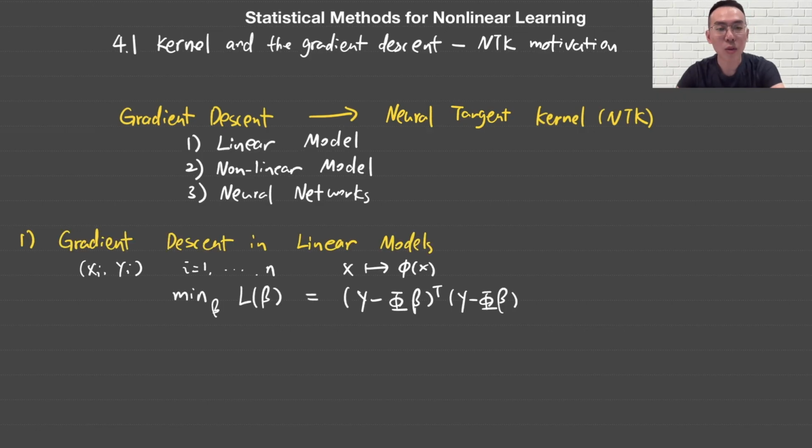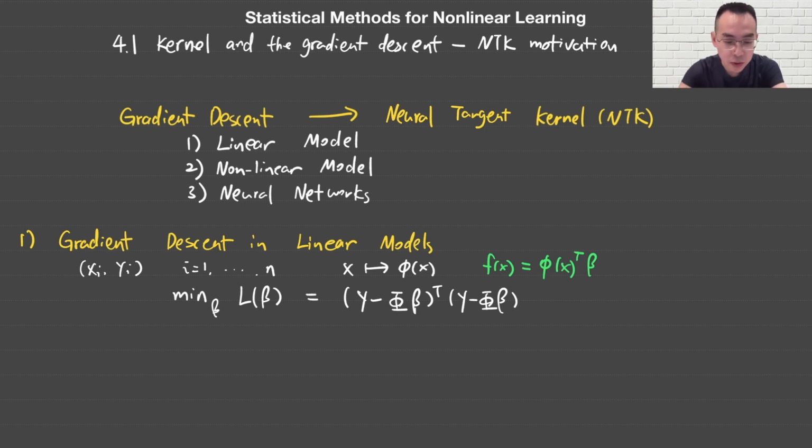In order to understand how the neural tangent kernel arises from gradient descent, let's first look at the easiest possible example here, with linear models. Suppose that we have n data points, x_i and y_i, and we also define some feature map from x to phi of x. This linear model is defined in the feature space, not in the input space x, but in the feature space phi of x. So our nonlinear function f of x is phi of x transpose beta, which is a linear function in the feature space.